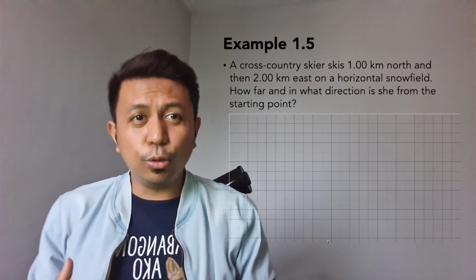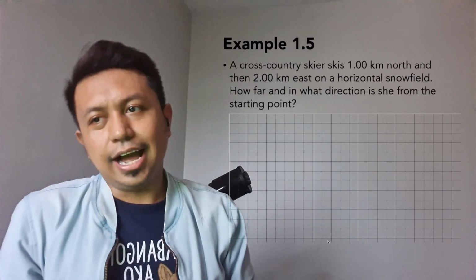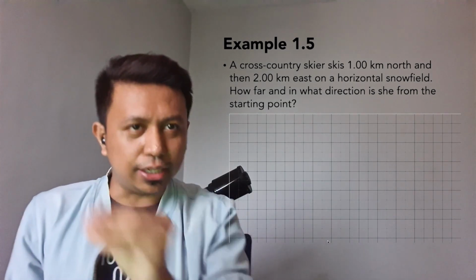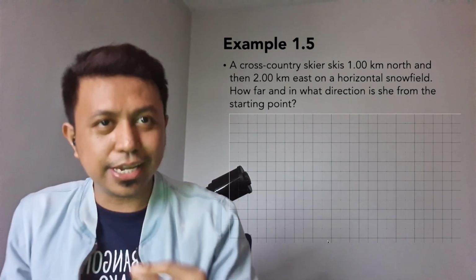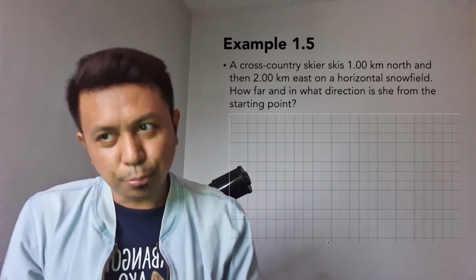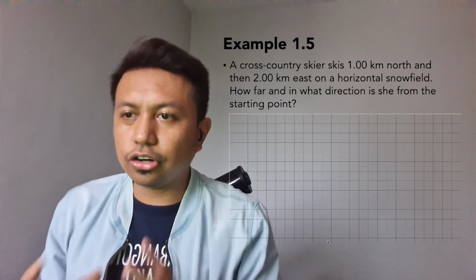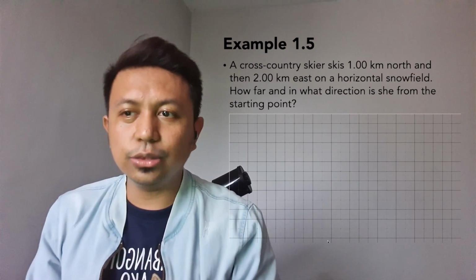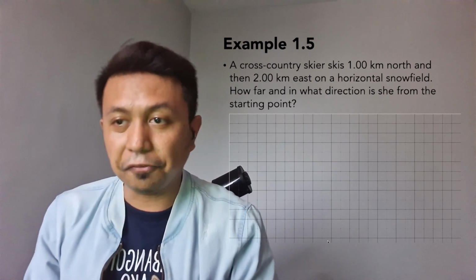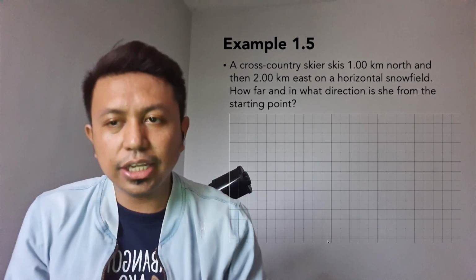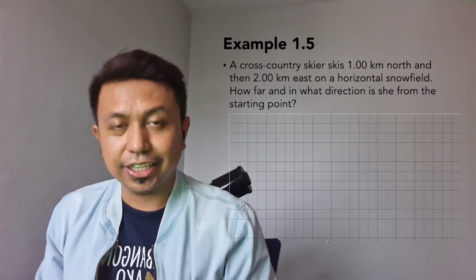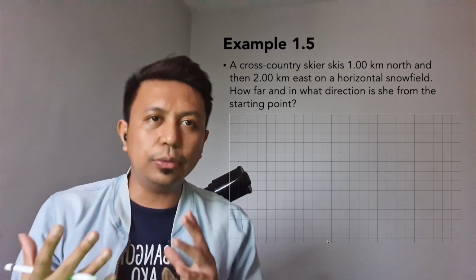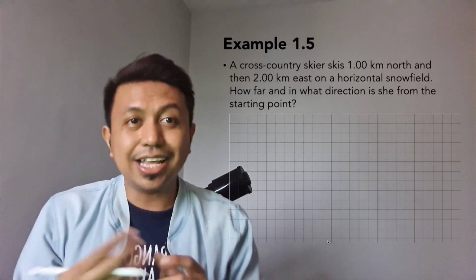Now let's look at example 1.5 as an addition of vectors. But this time, it's not only graphical, but we'll also look at an analytic sense in answering this problem. We have a cross-country skier skiing at 1 kilometer north and then 2 kilometers east on a horizontal snowfield. How far and in what direction is she from the starting point? We can solve this graphically first, and later we'll solve it in an analytic sense.